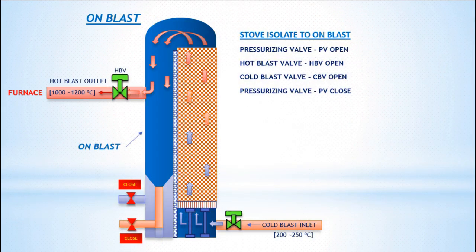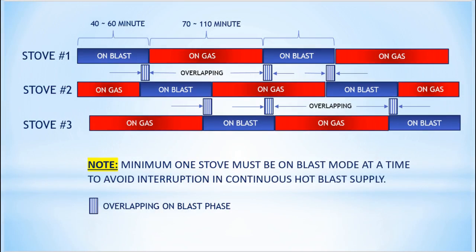Stove isolate to on blast. Pressurizing valve, PV open. Hot blast valve, HBV open. Cold blast valve, CBV open. Pressurizing valve, PV close. Stove on blast to isolate. Cold blast valve close. Hot blast valve close.